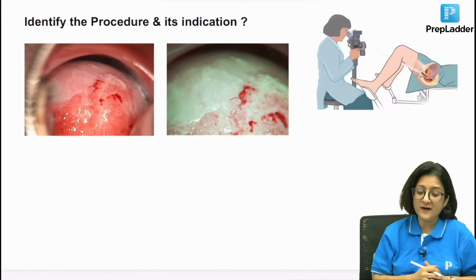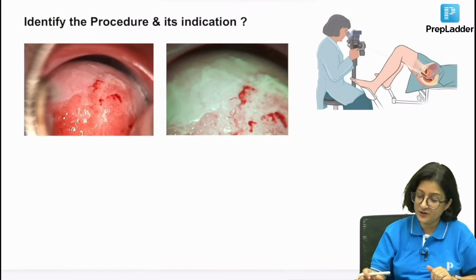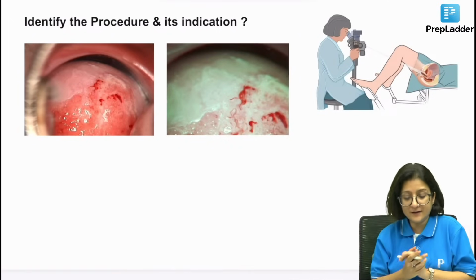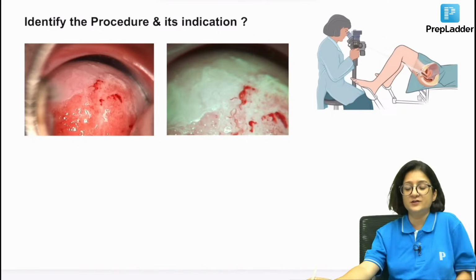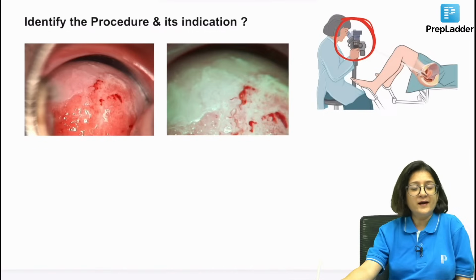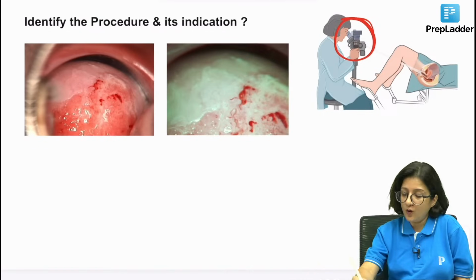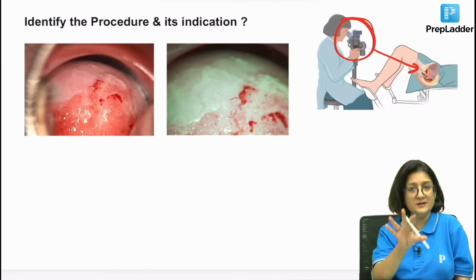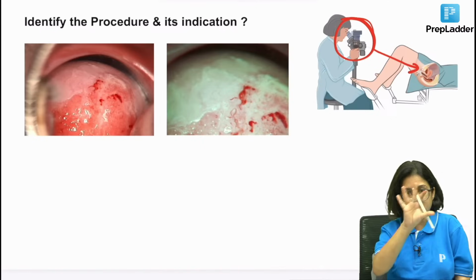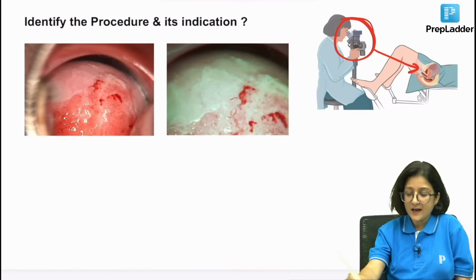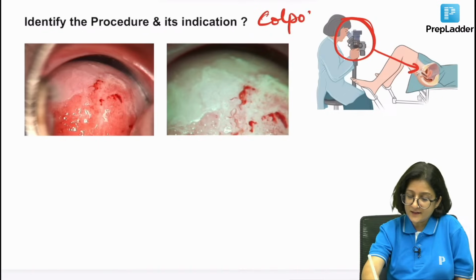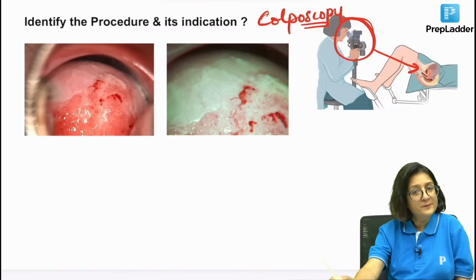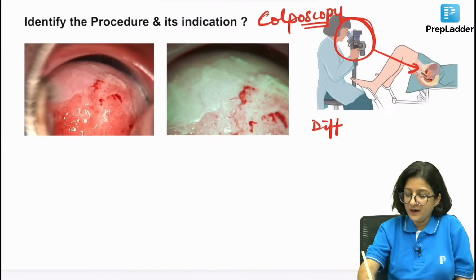Next, identify the procedure and its indication. This is the last slide. The procedure is like looking through a telescope. You can visualize the external genitalia, the vulva, the vagina and the cervix under magnification. This is colposcopy.